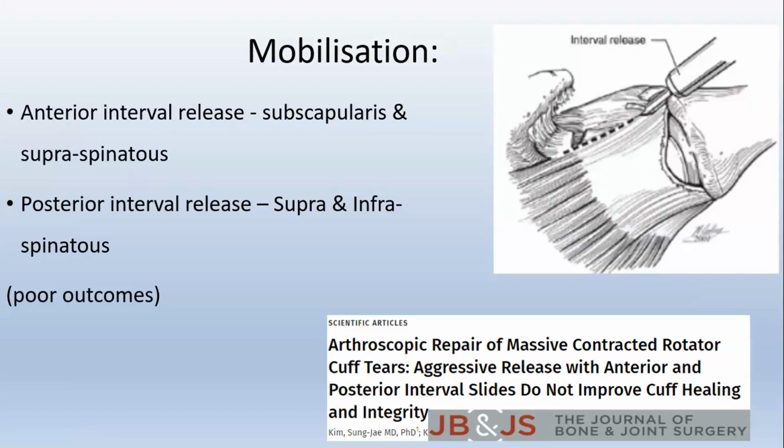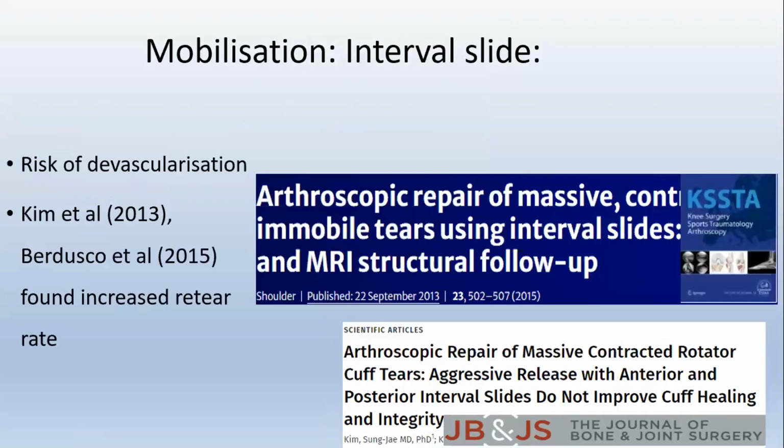And the second is posterior interval release, which runs between the plane of supraspinatus and the infraspinatus. So posterior interval release should be avoided because it has poor results because of the decreased revascularization. Many papers have found that the interval release, especially posterior interval slides, runs a risk of devascularization. So it should be avoided at the max.